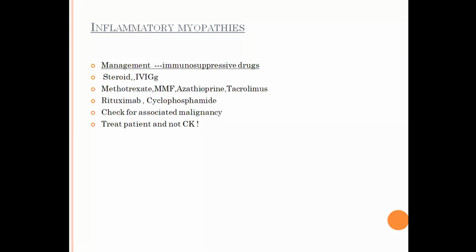Management remains more or less the same because again it is immune mediated. So immunosuppressive drugs: the standard steroid, IVIG; we don't use plasmapheresis here. We use methotrexate, MMF, azathioprine, tacrolimus, and nowadays rituximab has stolen the march over all other immunosuppressive drugs. But it is important to check for associated malignancy.